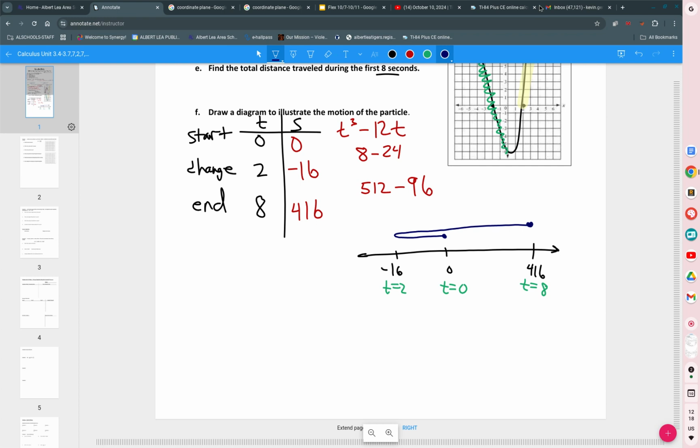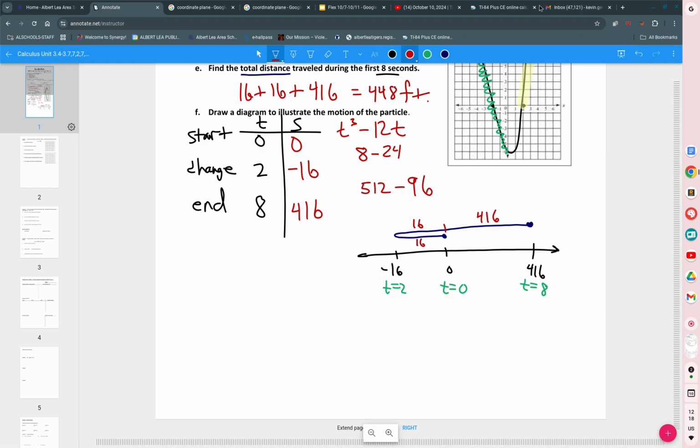As I want to find this total distance traveled, notice in my first interval here, I went 16 units to go from 0 to negative 16. And then I had 16 more units to go from negative 16 back to 0. And then after that, I had 416 units to go from 0 to 416. So there's a few ways to think about doing this, but I'm going to look at it this way. And I get 448 feet. And that's my distance traveled.